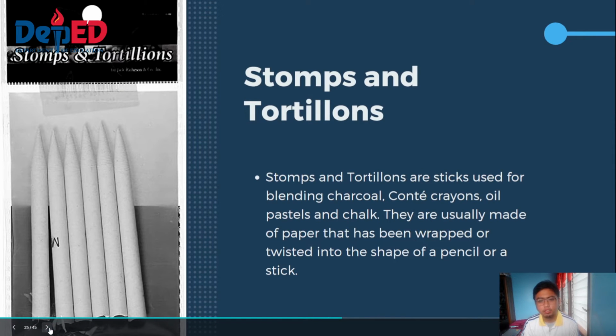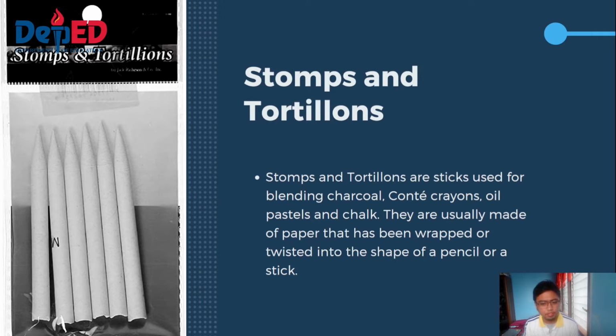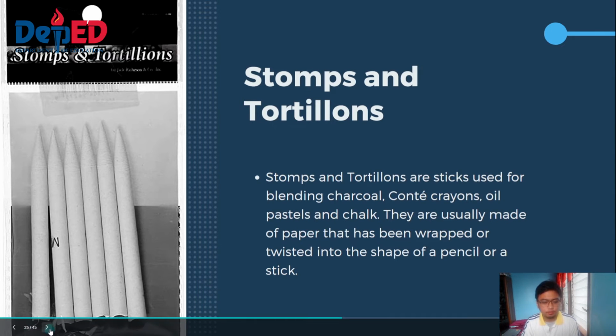Then stumps and tortillons. I'm not very familiar with this one, honestly. Stumps and tortillons are sticks used for blending charcoal, Conte crayons, oil pastels, and chalk. They are usually made of paper that had been wrapped or twisted into the shape of a pencil or a stick. But for us, especially for oil pastels, we usually use either a piece of paper or cotton to blend our oil pastels.